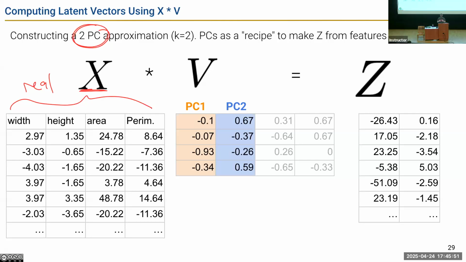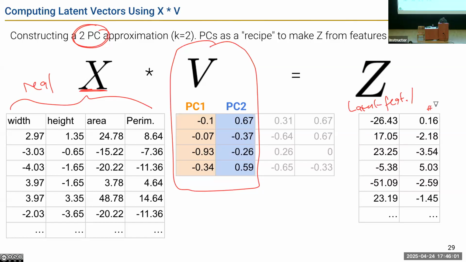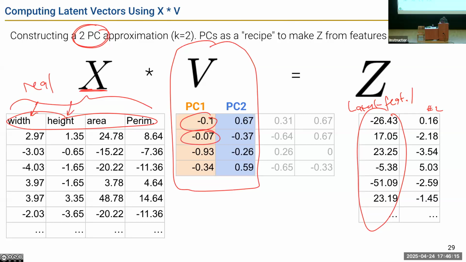Same as what we saw in the last lecture. If I multiply by just the first two columns of V, I'm going to get two latent features. So we have latent feature 1 and latent feature 2. How do we get it? Remember that your principal components are just a recipe. The first latent feature is negative 0.1 parts width, negative 0.07 times height, negative 0.93 times area, negative 0.34 times perimeter. It's a recipe for constructing the latent features based on the original features. Okay, so all of these recipes are hidden right inside of V.